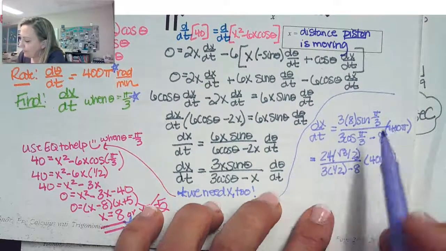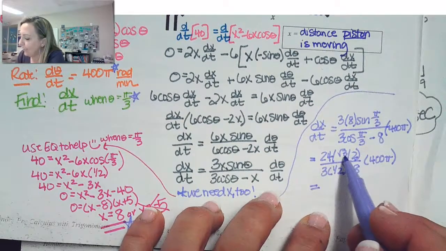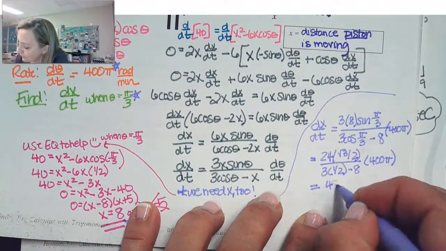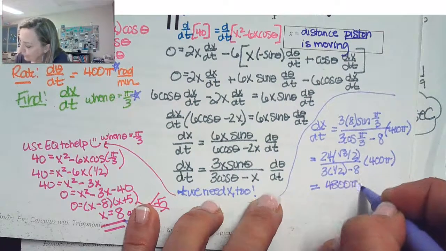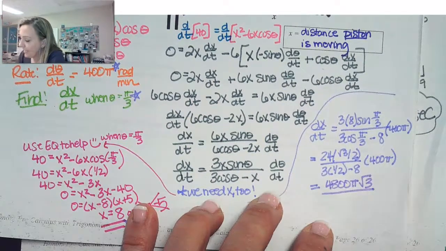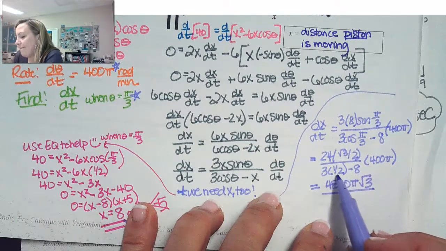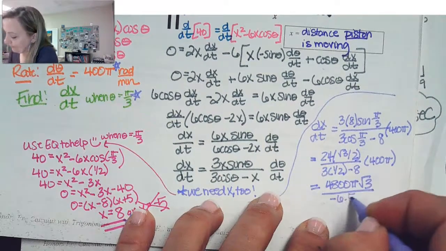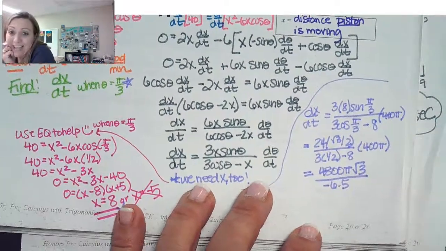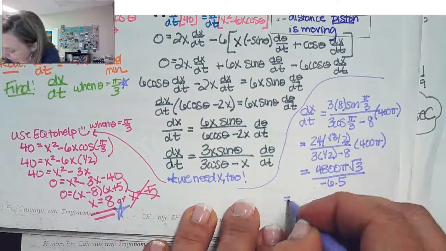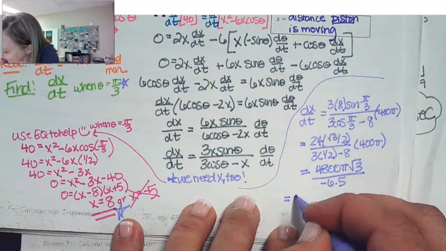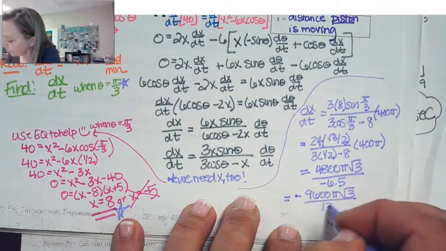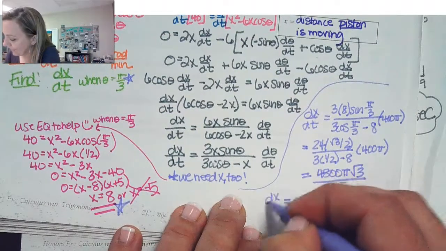So I could multiply this together. This would be 12 root 3, if that cancels. And then 12 times 400 is 4,800 pi, and then root 3. And then this is 1/2 minus 8, so that's going to be negative 6.5. Since that's a half, I could just multiply everything by 2 and get 9,600 pi root 3 over 13 for my dx/dt.